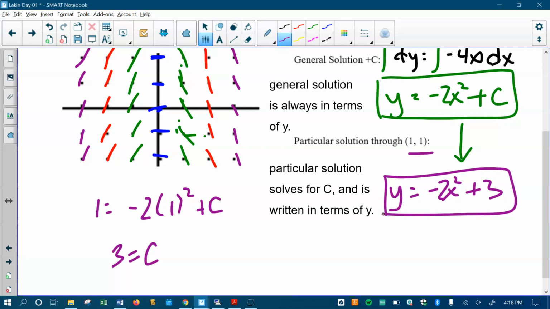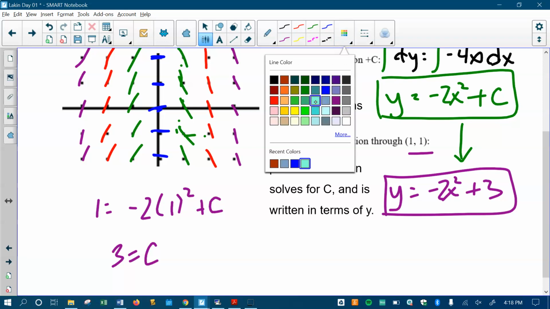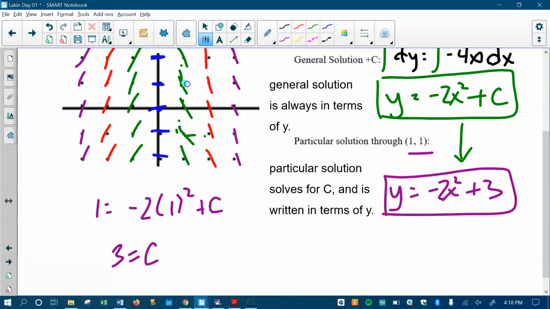Also important to note, I could sketch my particular solution. So if I sketch my particular solution with a negative of 1, 1, so here's 1 and 1. If I follow these lines here, it goes up, but then it goes down. It's kind of dropping fast, and that would be the graph of y equals -2x squared plus 3. That's a sketch of it.